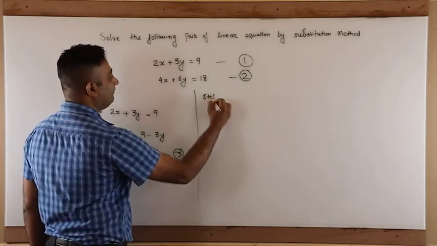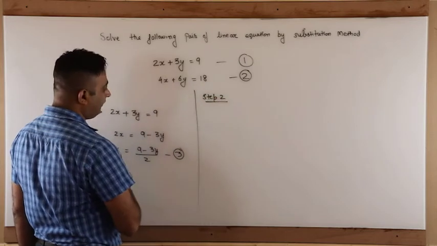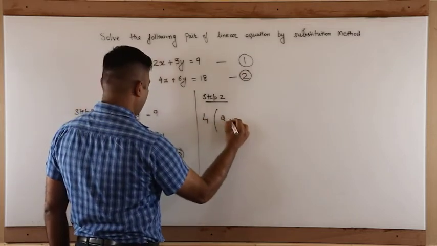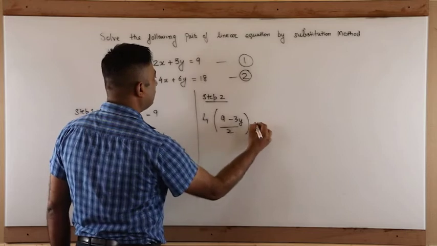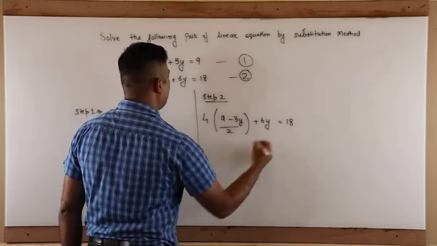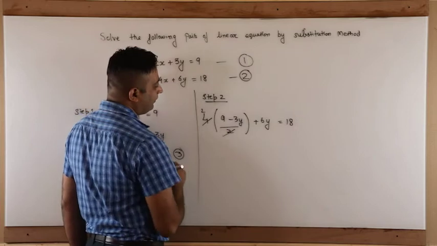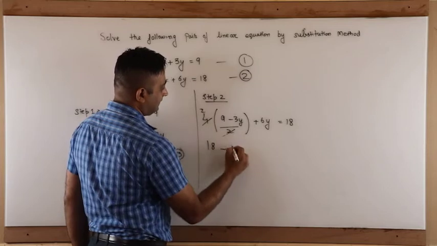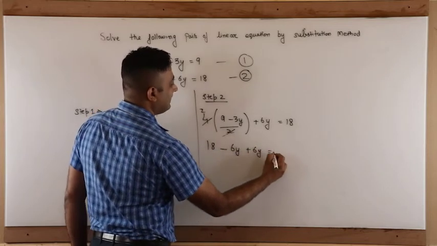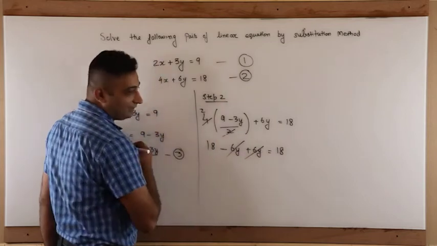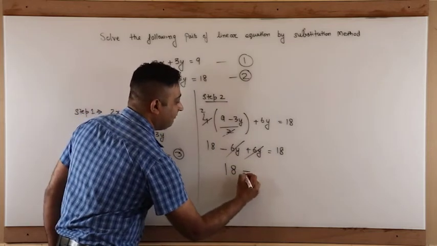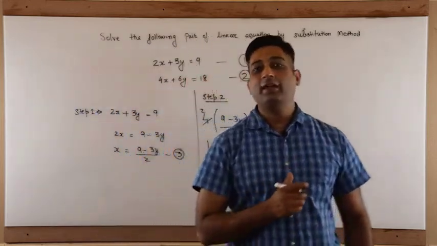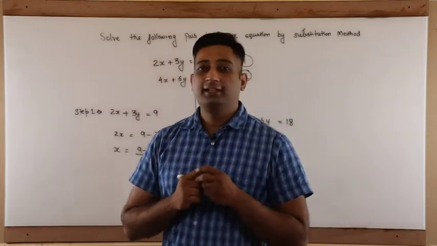In step 2, we will substitute the value of x found in step 1 in equation number 2, that is 4 into (9 minus 3y) divided by 2, plus 6y is equal to 18. So 4 divided by 2 is 2, that means 18 minus 6y plus 6y is equal to 18. So in this equation you can see that the variable which we were trying to find eliminated itself. That's why I said in the beginning that this is a very interesting problem.